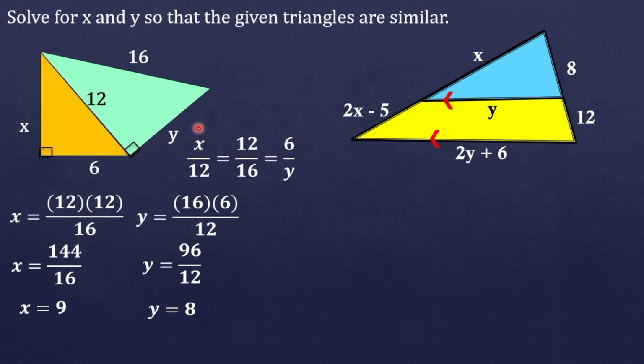So, kung 8 po ito, since ito po ay corresponding side nito, so ano po ang ratio niyan? 3/4. Okay. So, kung ang x mo ay 9, ano po ang ratio ni 9 at 12? That is also 3/4. And then ito, 3/4 din po ito. Okay. Next. So, we have here x over 8 and then 2x minus 5 over 12.